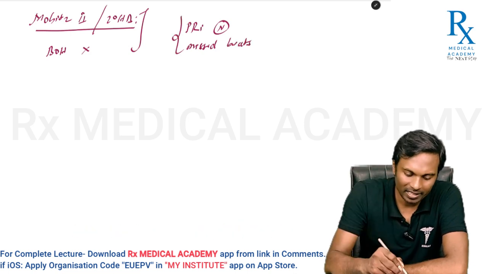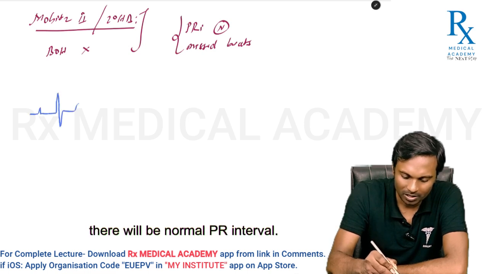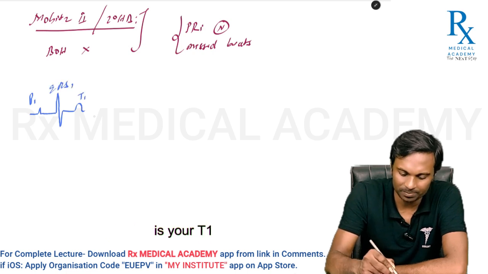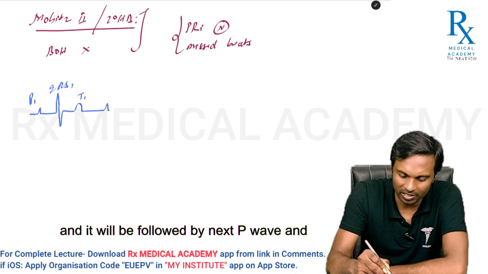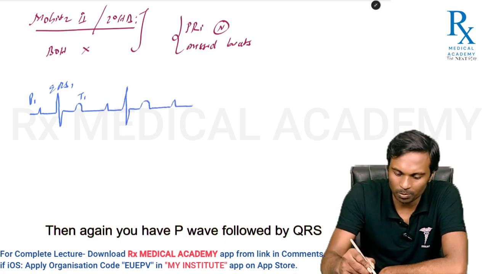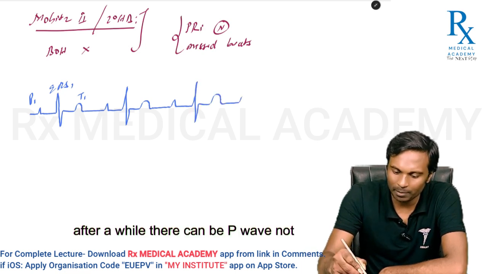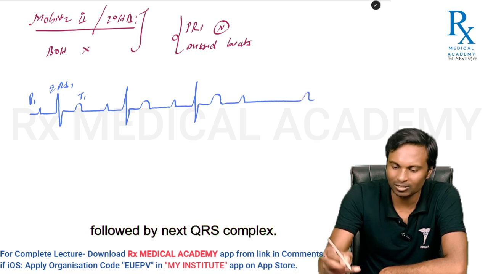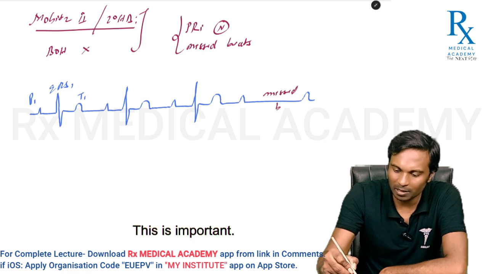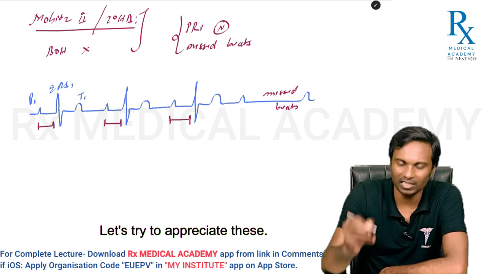Let's try to understand. In case of second degree Mobitz type 2, there will be normal PR interval. Okay, so this is your P1, this is your QRS1, and this is your T1, and it will be followed by next P wave and next QRS complex and next T wave. Then again you have P wave followed by QRS complex and again next T wave. But after a while there can be P wave not followed by next QRS complex. So there is again presence of missed beat. This is important. PR intervals are normal and equal. Let's try to appreciate these.